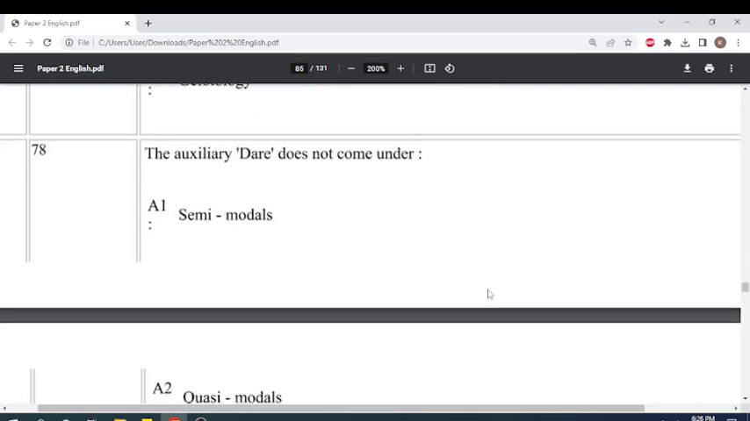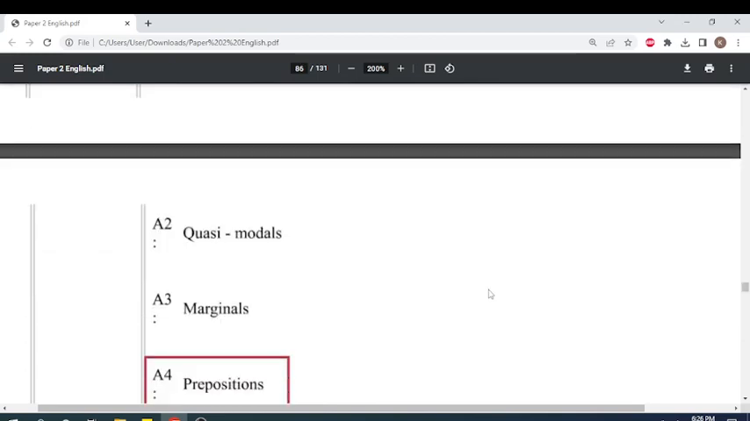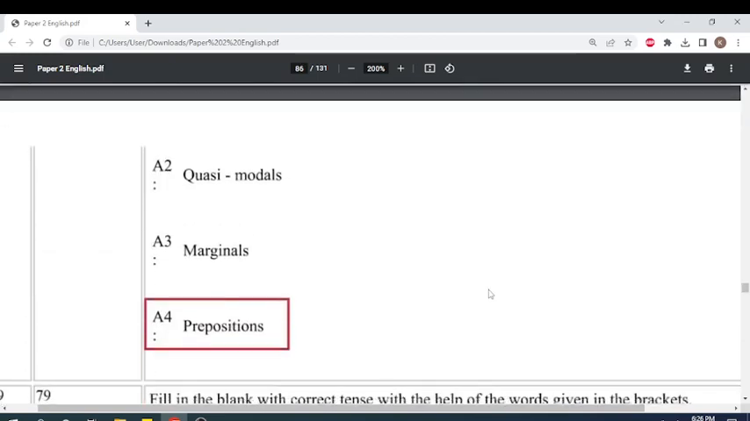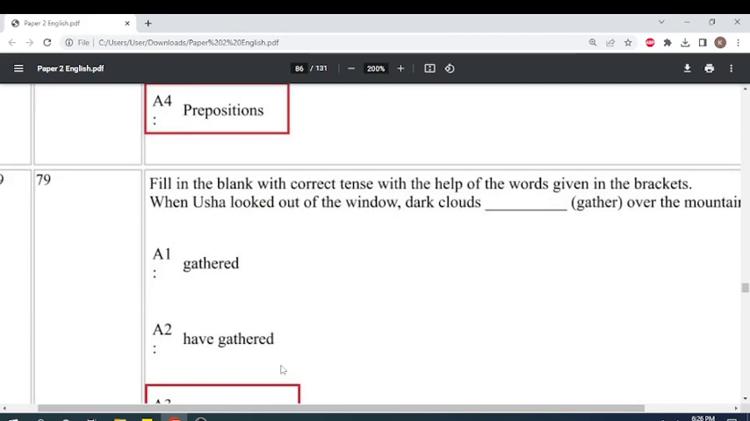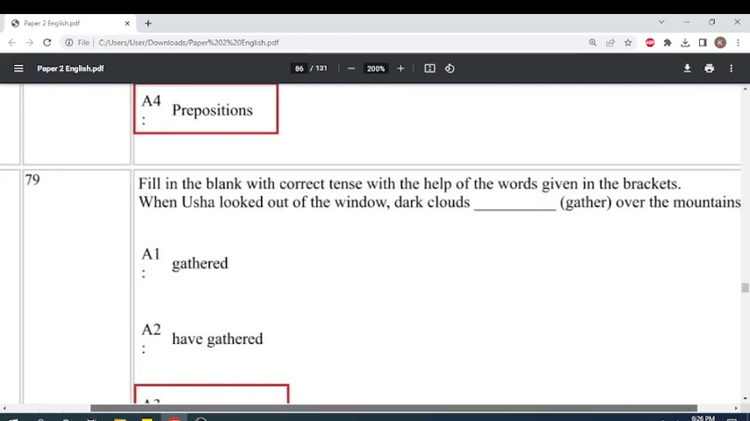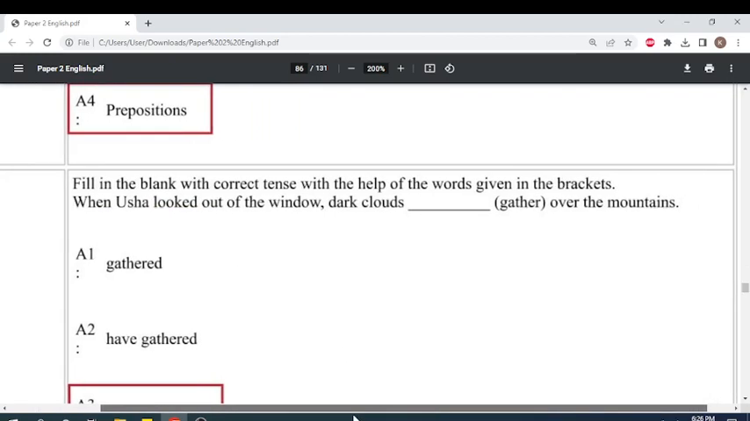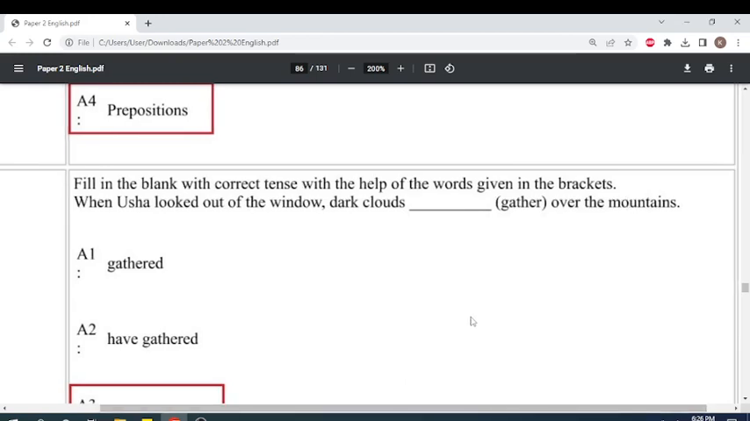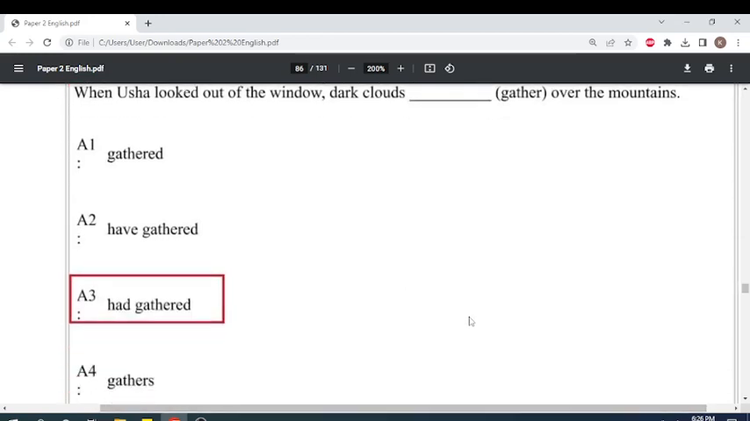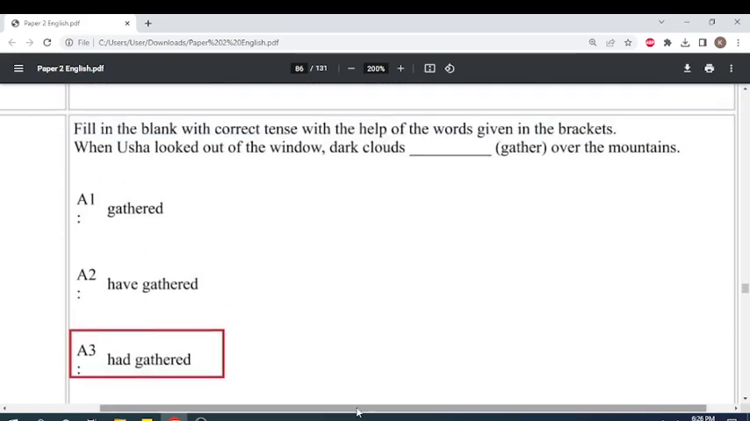78. The auxiliary dare does not come under dash. Answer A4, preposition. 79. Fill in the blank with the correct tense with the help of the words given in the brackets. When Usha looked out of the window, dark clouds dash over the mountain. Answer: had gathered.